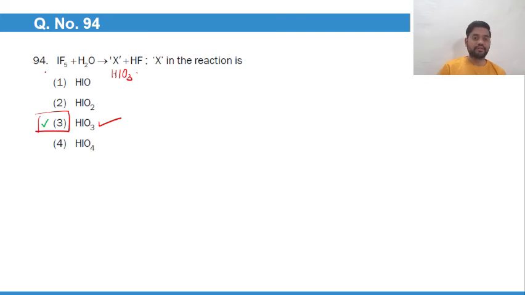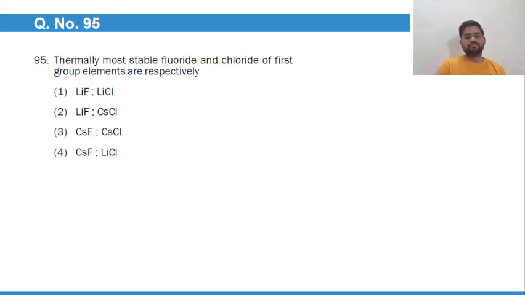And then 95. Thermally stable fluorides and chlorides of first group element. First group means what? Alkali metals are respectively thermally stable fluorides. Okay, so thermally stable fluoride, if you remember, it has to be lithium fluoride, and chloride is cesium chloride. This will be the answer. Lithium, and option number 2 will be the best answer.